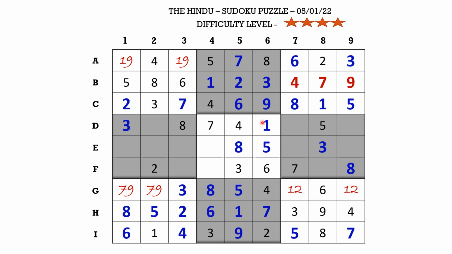In the fifth block, there are only two missing numbers. The numbers are 2 and 9. So there is a 2 blocking here. So E4 takes 2 and F4 takes 9.